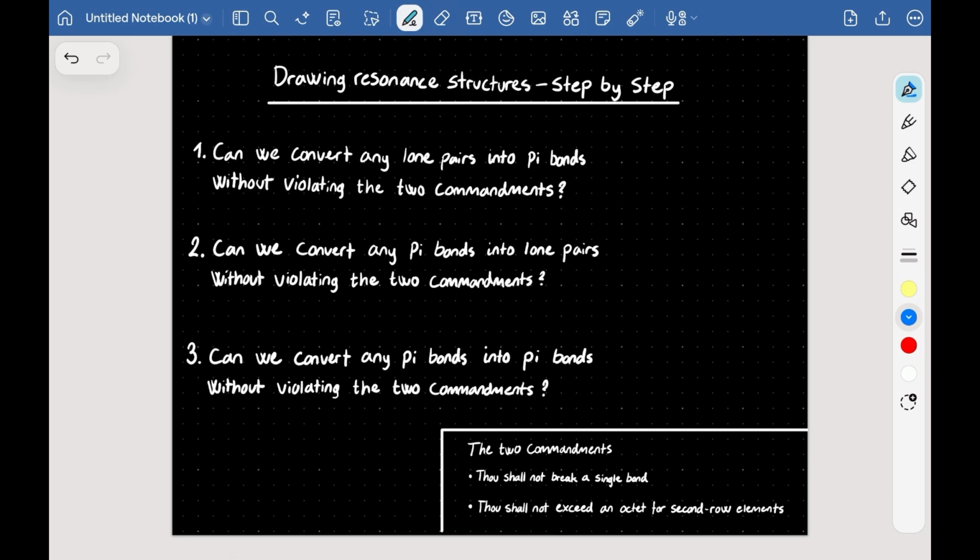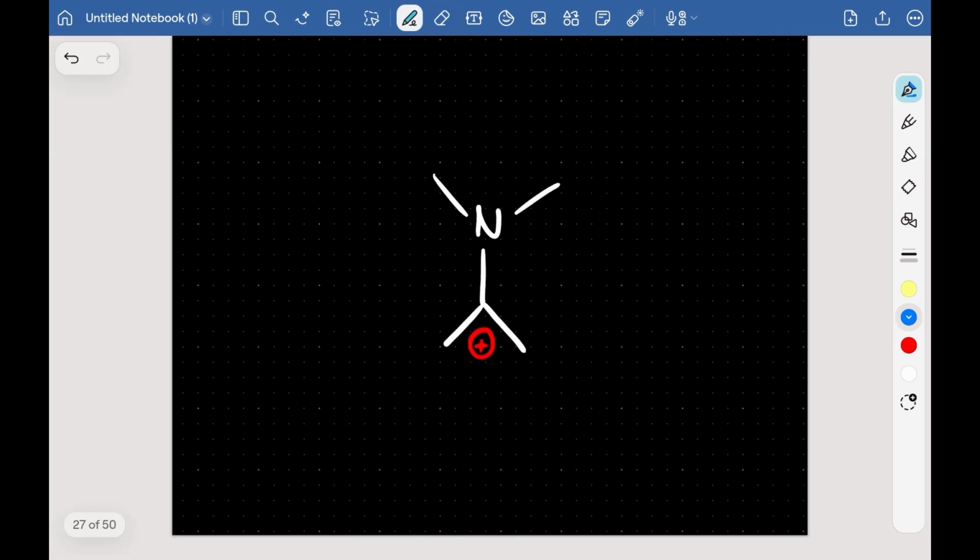At this point, we've got all the tools. We know why resonance structures matter and what they actually represent. So let's go through these 3 steps one at a time. Starting with step 1, converting lone pairs into pi bonds. So let's see this example right here. So we draw an arrow that brings the lone pair down to form a pi bond, just like this.